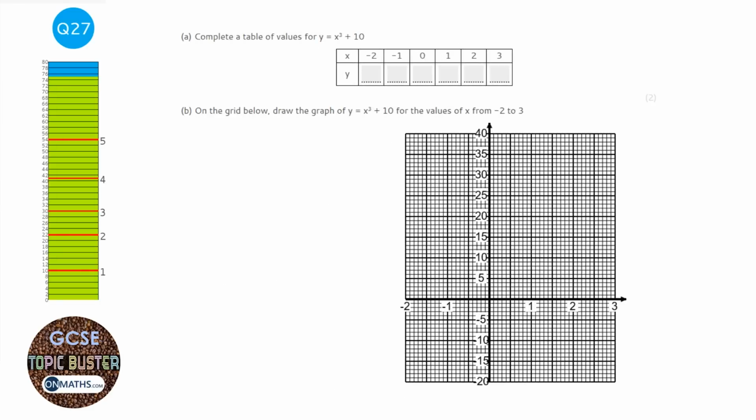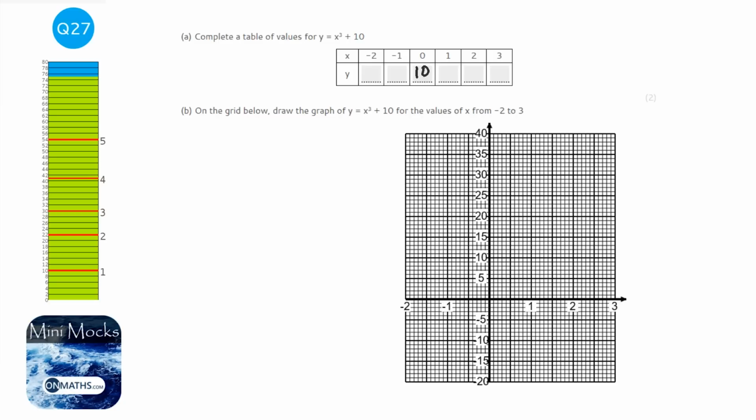So the first thing we're going to do is fill out the table. When it's x cubed plus 10, I'm just going to cube the x and then add 10. So 0 cubed plus 10 is just 10. I always start off with 0 because it's normally the easiest. Then I go for the positive numbers. 1 cubed is 1, plus 10 is 11. 2 cubed, 2 times 2 times 2 is 8, plus 10 is 18. And 3 cubed, 3 times 3 is 9, times 3 is 27, so that's going to be 37.